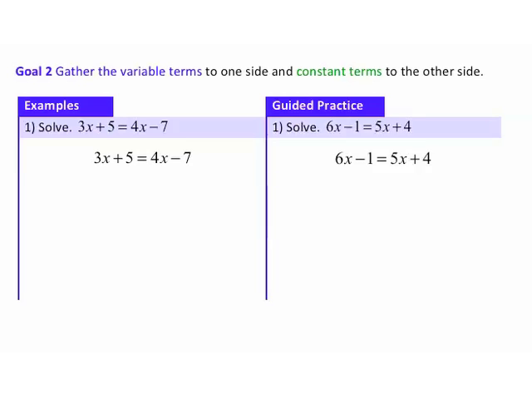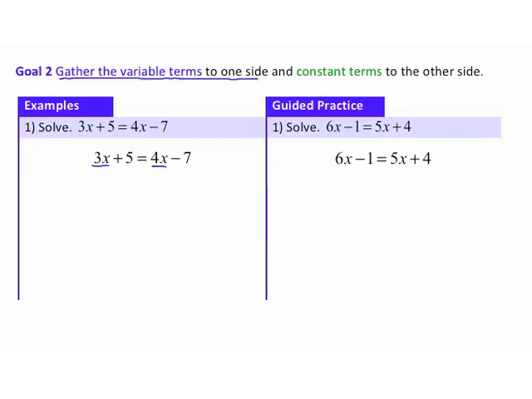Example 1, we're asked to solve this equation, and you can see that I have variable terms and constant terms on both sides. So goal 2 tells us the first thing we need to do is get the variable terms to one side. So I'm looking at my equation here. I have a 3x on the left side, I have a 4x on the right side. Now, it won't make a difference which one of those I move or get rid of, but it's going to make it easier if I always move or get rid of the smaller variable term.